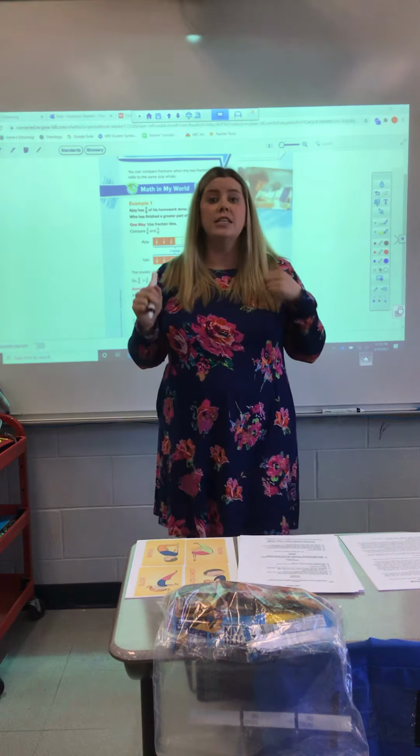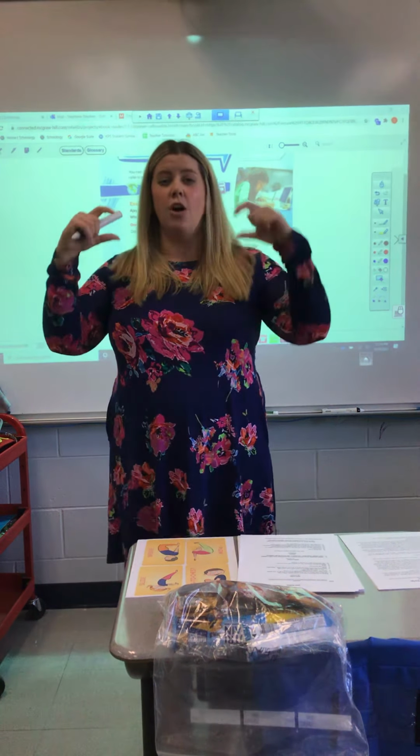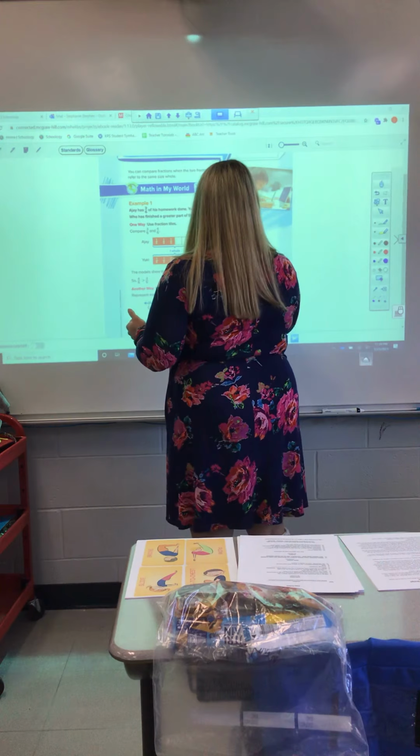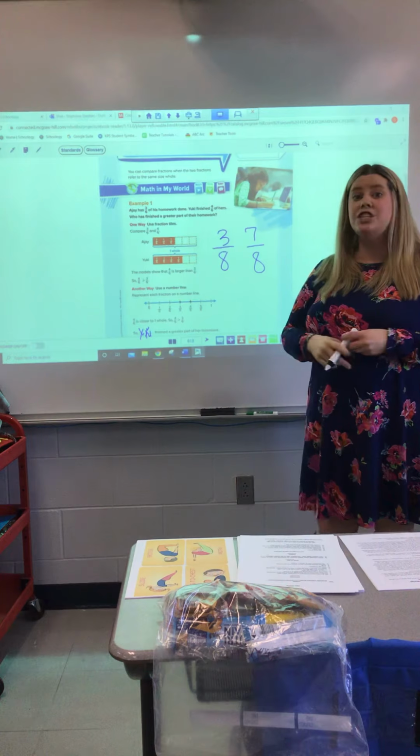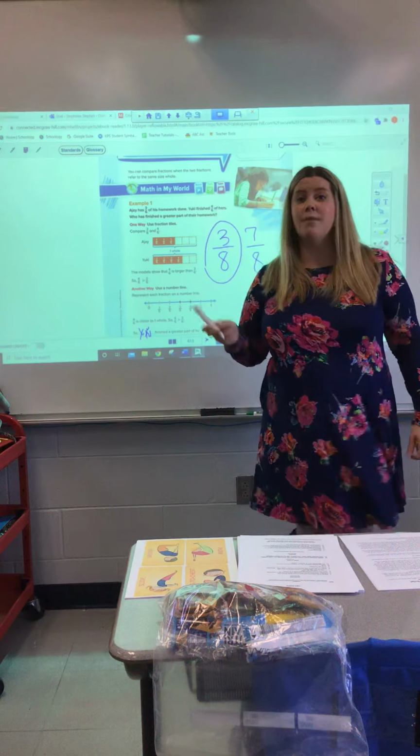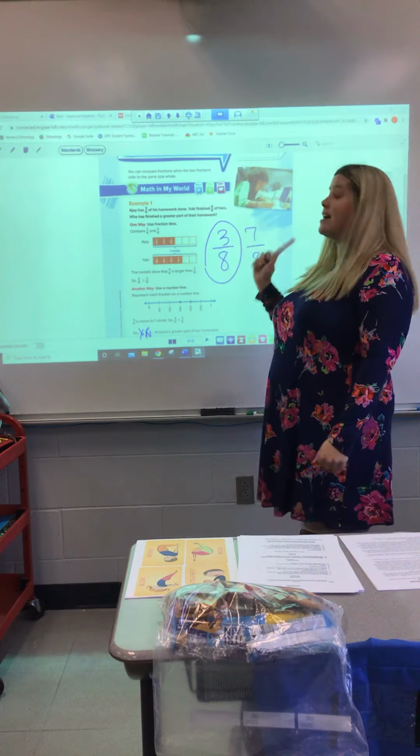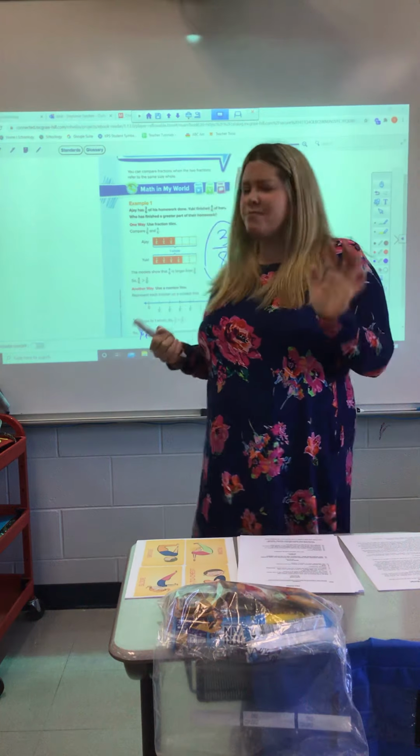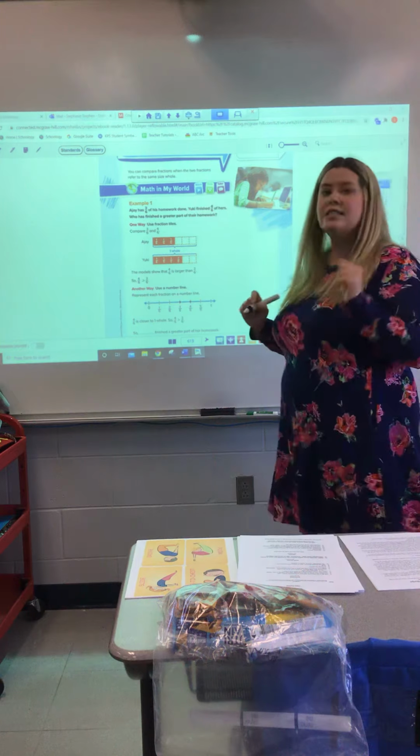Now, remember, this method only works on unit fractions when your denominators are the same. So what if I have 3/8 and 7/8? Which fraction is less? Right, it would be 3/8. Okay, because my denominators are the same, but 3 parts of 8 is less than 7 parts of 8. Okay, so that first way, pretty easy, right? The second way is a smidgen trickier.